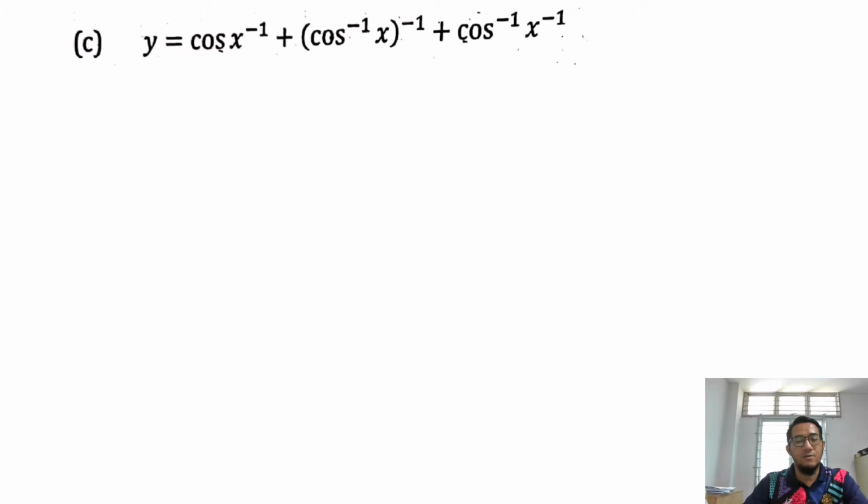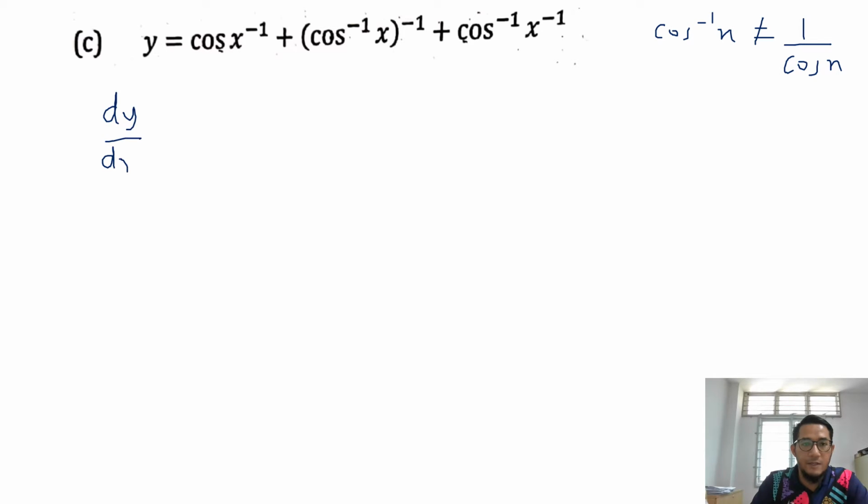Question C is y equals cos x power of negative 1 plus cos inverse x power of negative 1 plus cos inverse x power of negative 1. As you can see here, it's a bit confusing, but you have to know again that cos inverse x is not equal to 1 over cos x. So what we'll do is differentiate one by one.